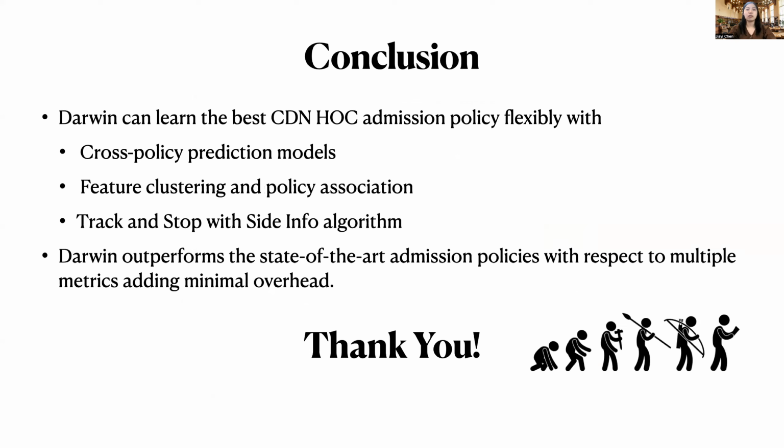To conclude, Darwin can learn the best CDN hot cache admission policy flexibly with cross-policy prediction models, feature clustering and policy association, and track and stop with side info algorithm. Darwin outperforms the state-of-the-art admission policies with respect to multiple metrics, adding minimal overhead.